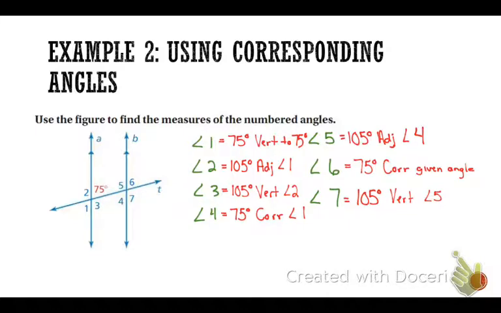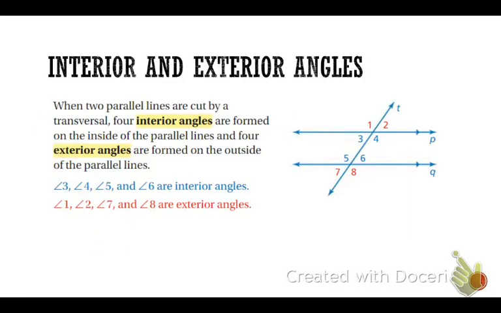All right, so that's really the core of what we're doing today, what we just did in that example. But we have 2 more that we're going to add into the mix. So we've learned three relationships: supplementary, adjacent supplementary, vertical, and corresponding. And now we're going to throw 2 more relationships into the mix. These are what we call alternate interior and exterior angles.